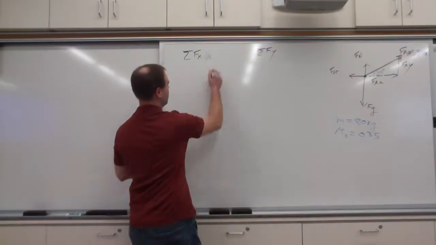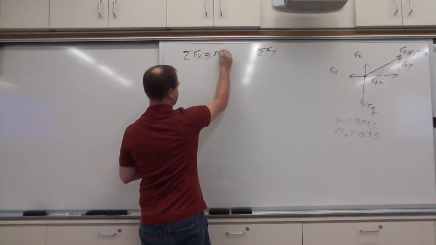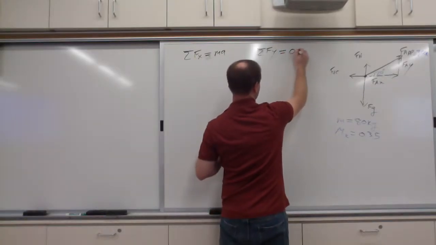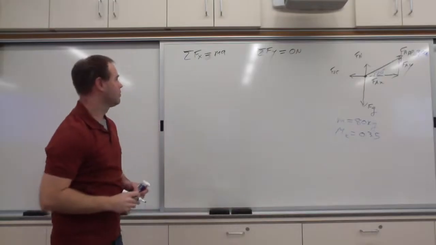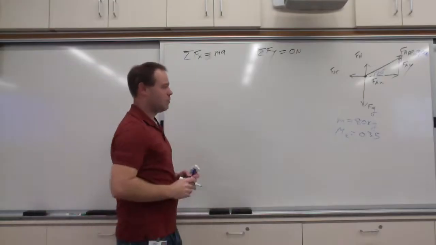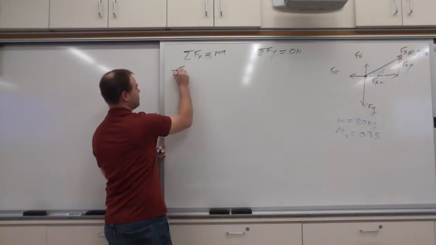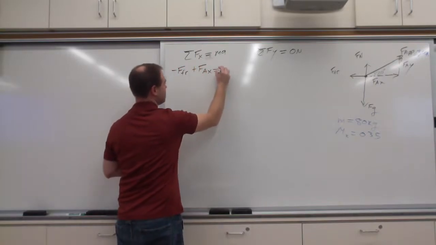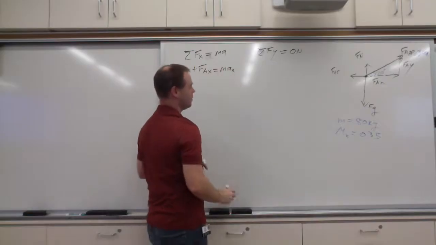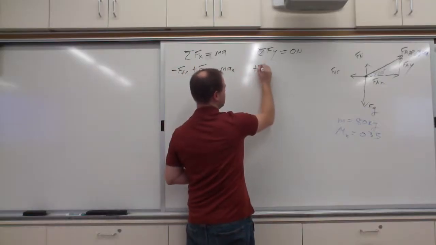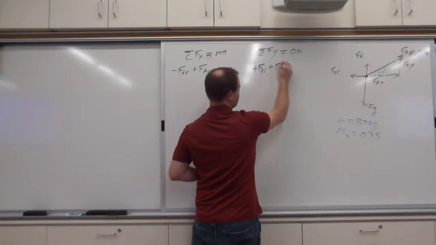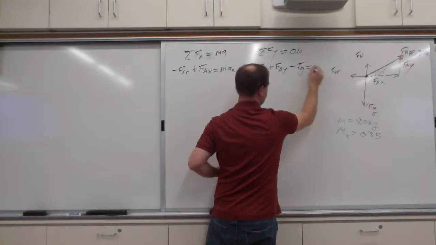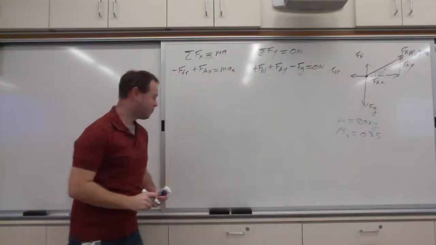So in the x direction, we're accelerating, so we know net force x is going to equal mass times acceleration. In the y direction, we are not accelerating, so those forces are going to combine to equal 0 newtons, or balance each other out. Let's list this out symbolically. In the x direction, we've got negative force friction, because it points to the left, plus force applied x equals mass times acceleration in the x direction. In the y direction, we've got plus the force normal, because that points upwards, plus force applied y, because that points upward, minus force gravity, and those things all balance each other out to equal 0 newtons.